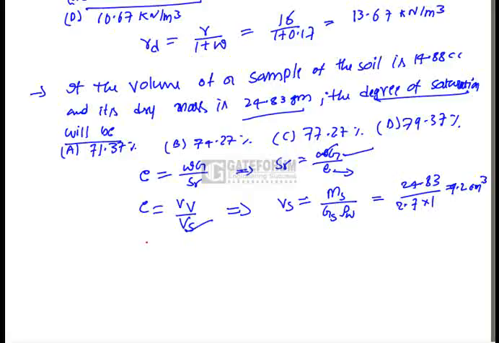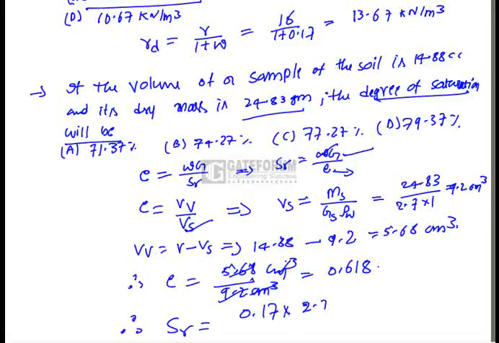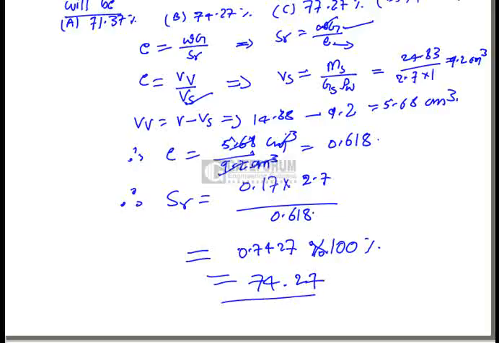Volume of solids we found out, volume of voids we have to know. Volume of voids is equal to total volume minus volume of solids. Total volume is 14.88 minus 9.2, that is equal to 5.68 cubic centimeter. Therefore, E is equal to 5.68 by 9.2, that is equal to 0.618. Therefore, degree of saturation is 0.17 into 2.7 by 0.618, that is equal to 0.7427, into 100 percent, that is 74.27 percent. Option B.